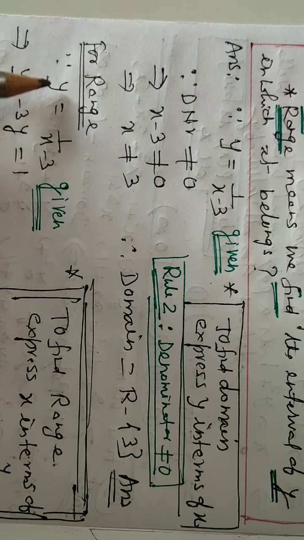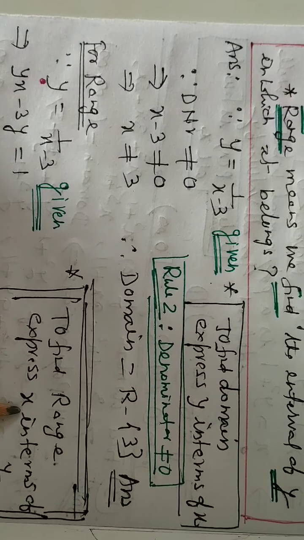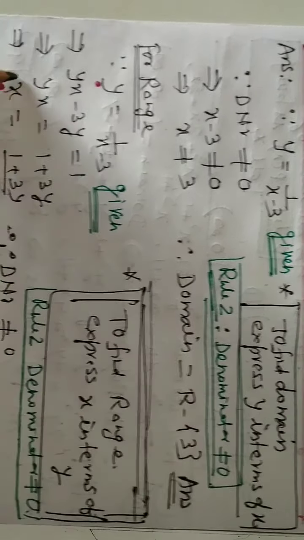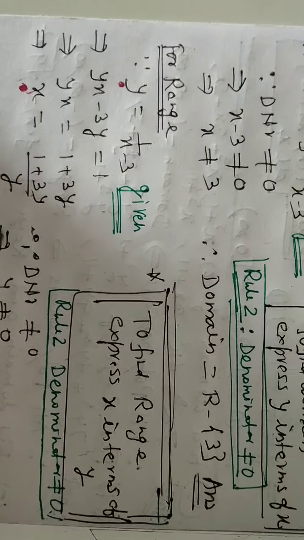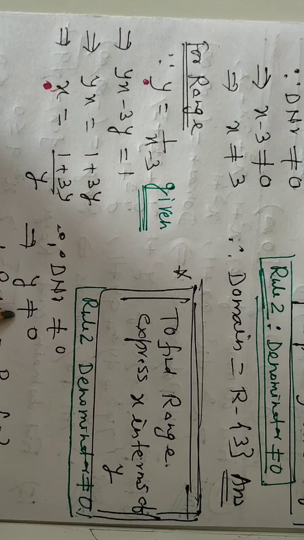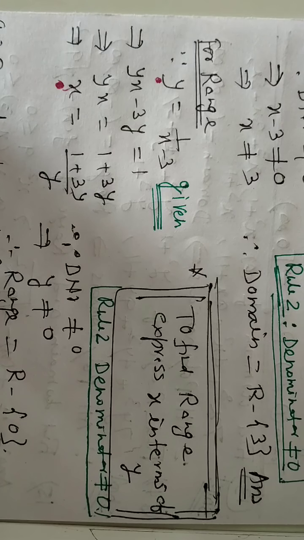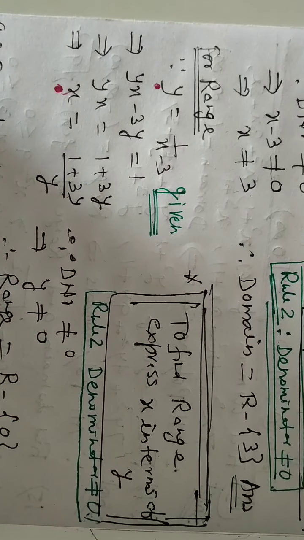For range, express x in terms of y. Just see how x is expressed in terms of y. Again the denominator is not 0, so range is equal to R minus 0. So here we have obtained both domain and range.